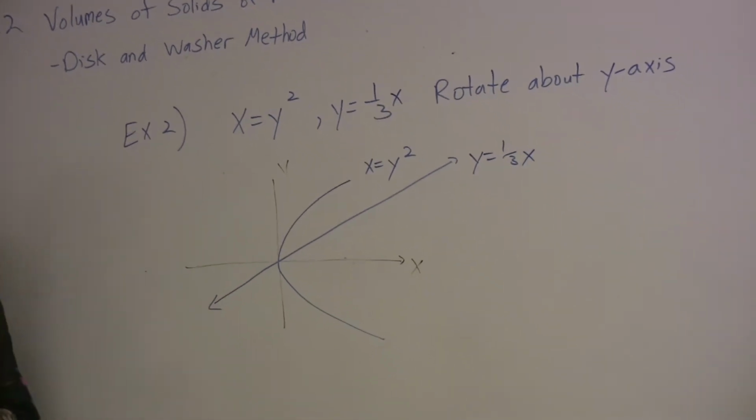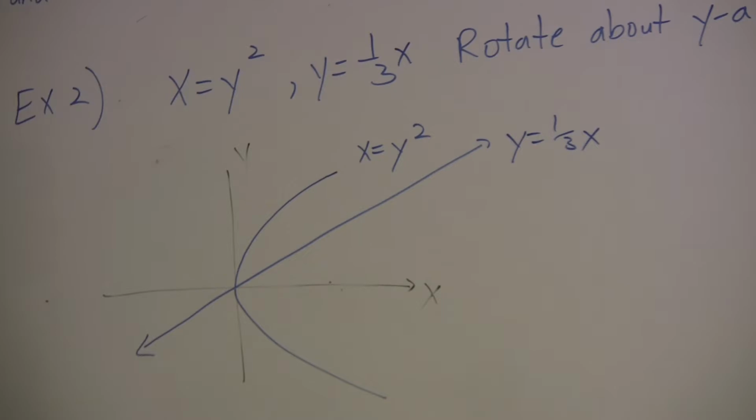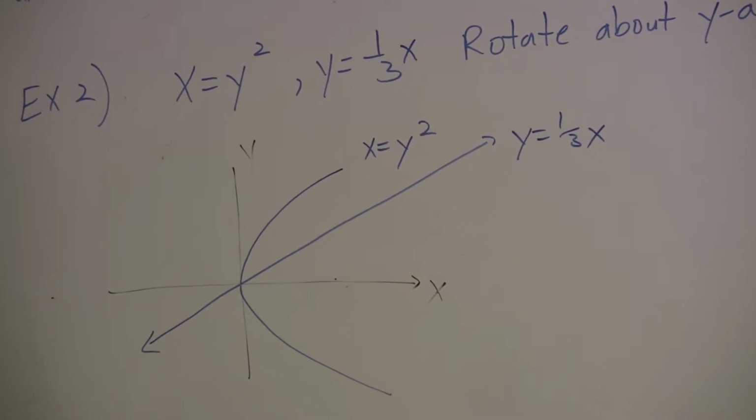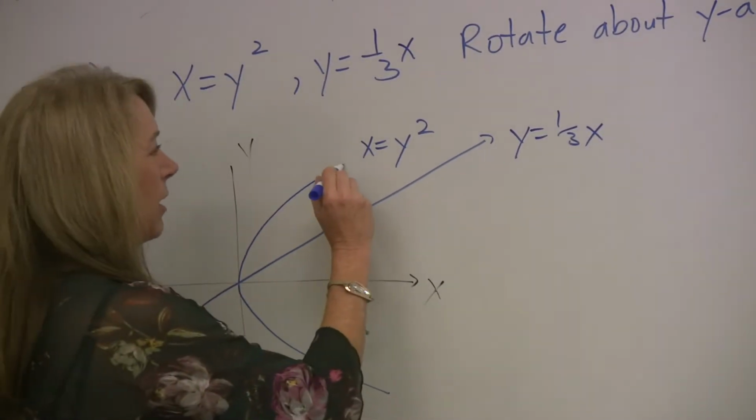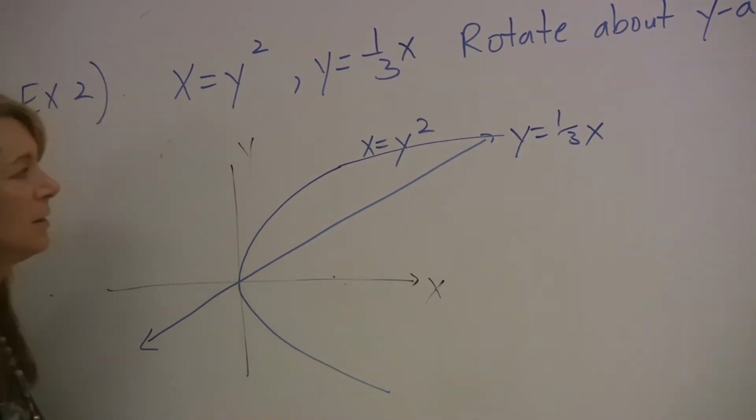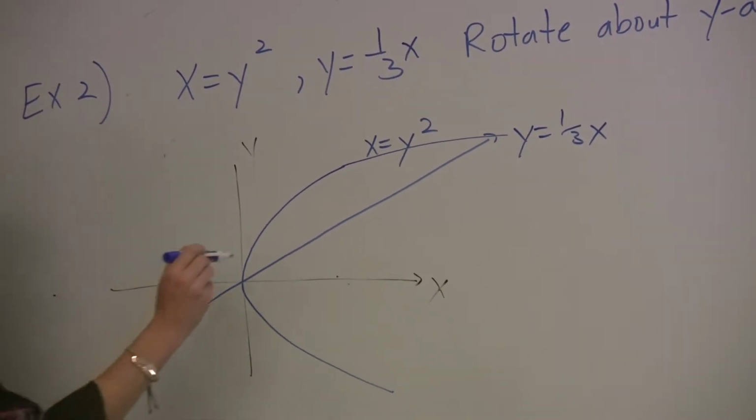Where's the region enclosed by those? Finish the parabola? Yeah, I need to finish that parabola. I need to make it come over here and touch that line, something like that. So there's my little region in here.